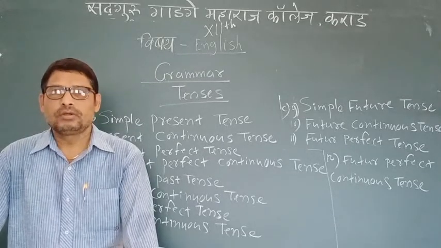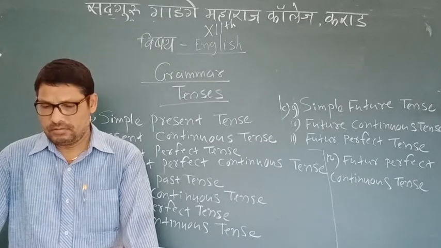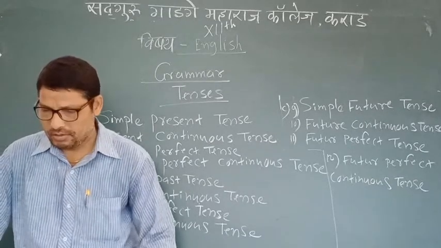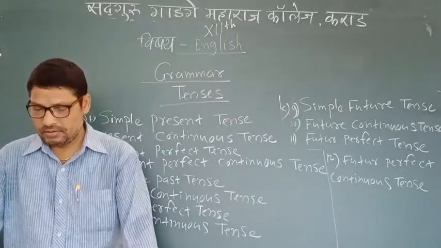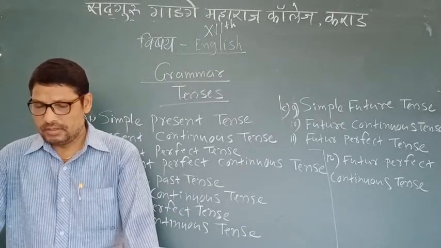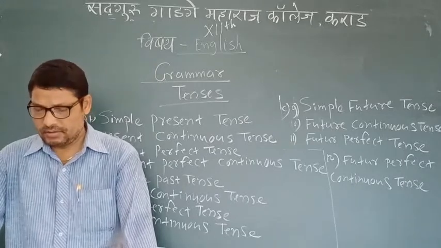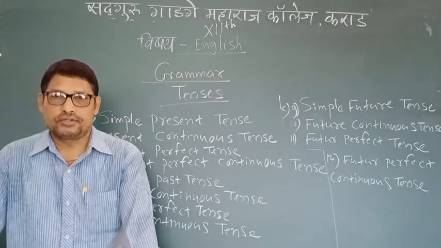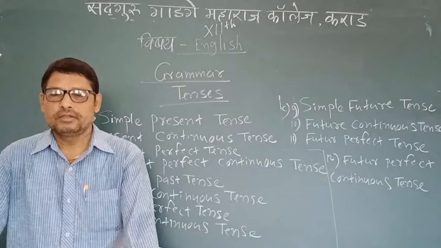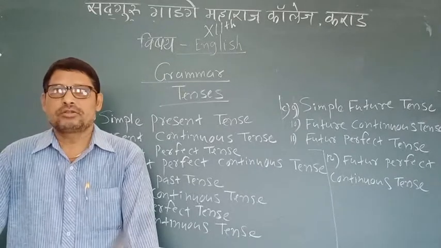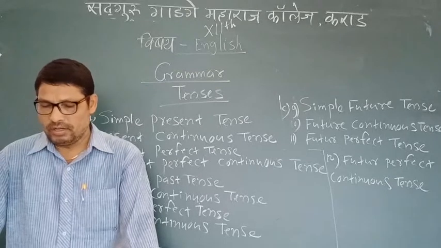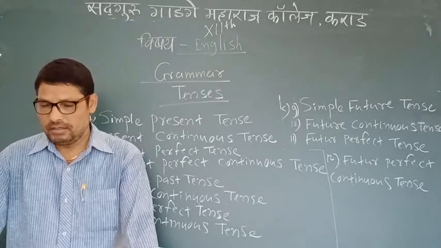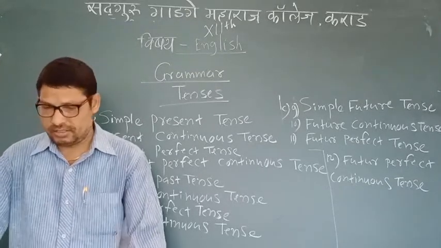We know the main tenses are three. First one, present tense, past tense, and future tense. These are the main three tenses of English grammar, and in total there are 12 tenses.